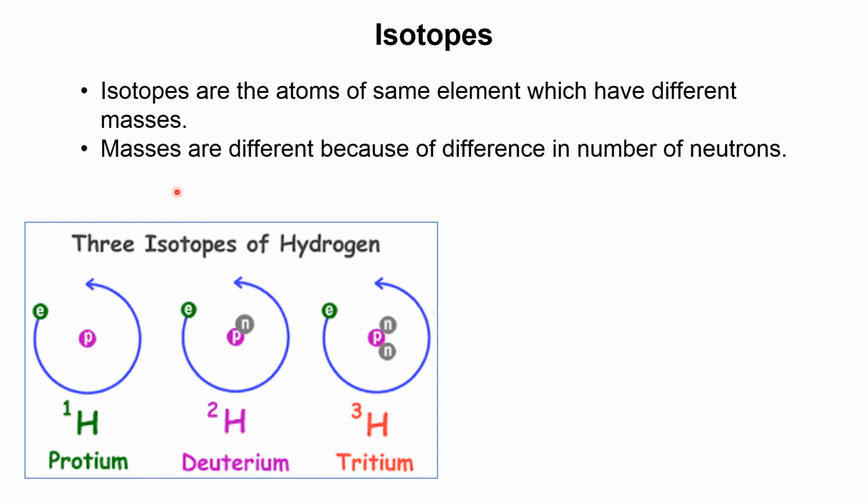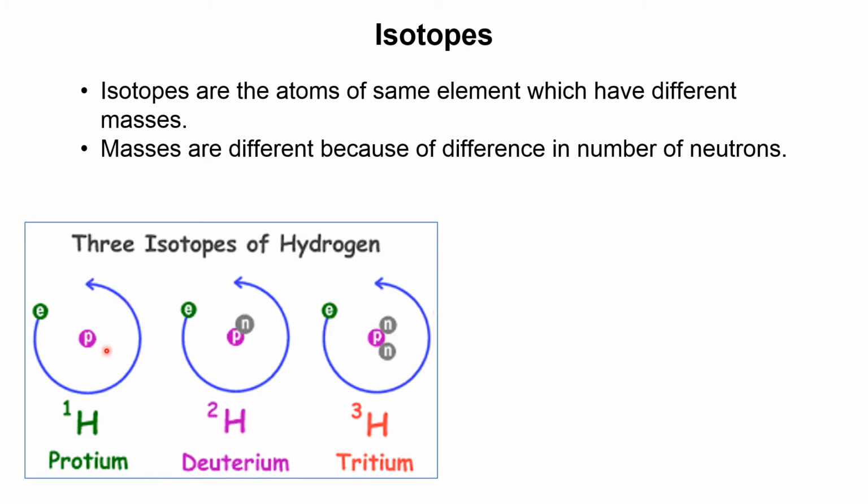The masses are different because of a difference in the number of neutrons. I already told you that the mass number is equal to the number of protons plus the number of neutrons. So if the number of neutrons is different, then the mass number is different. Here you can see that the number of protons is the same, one, and here one, but the number of neutrons is different.